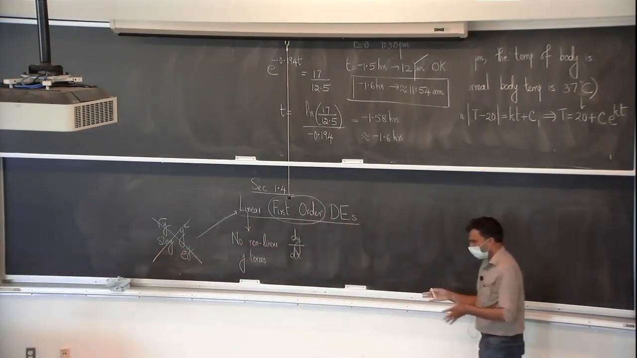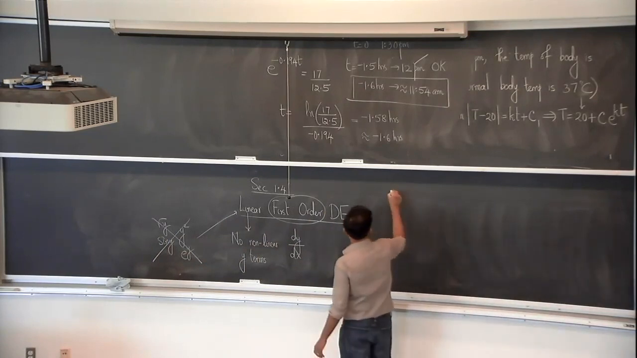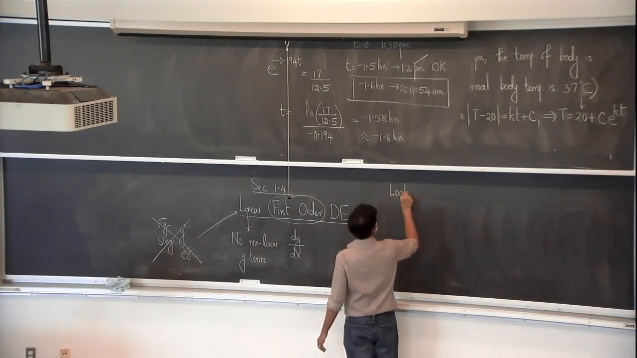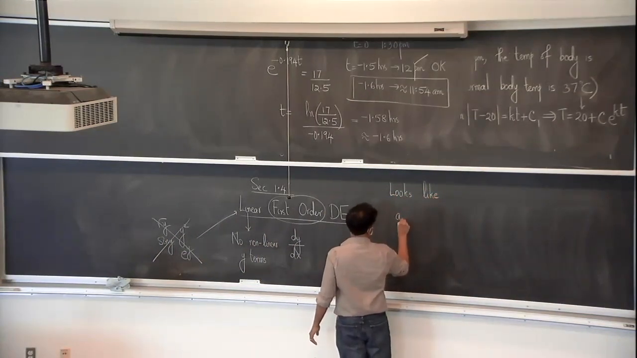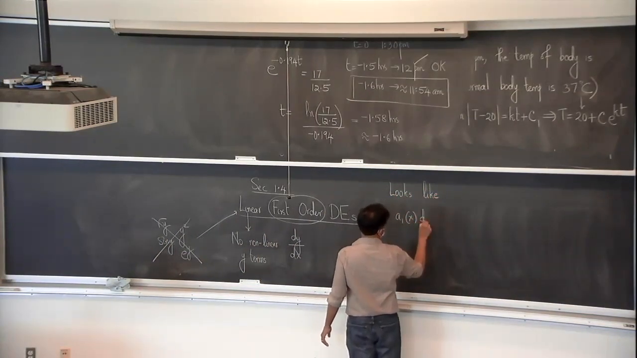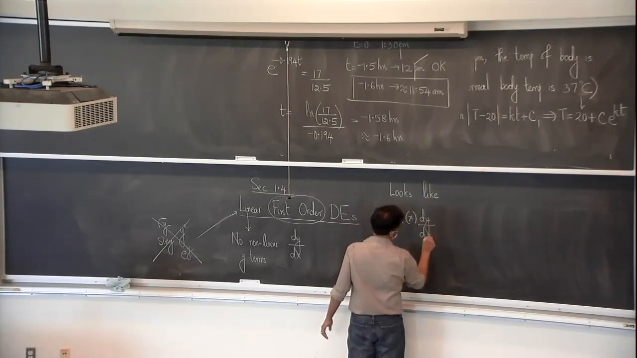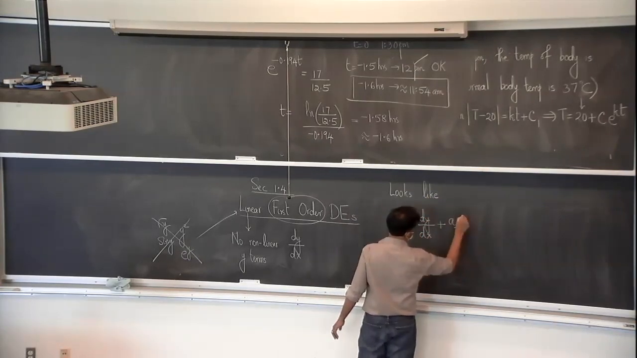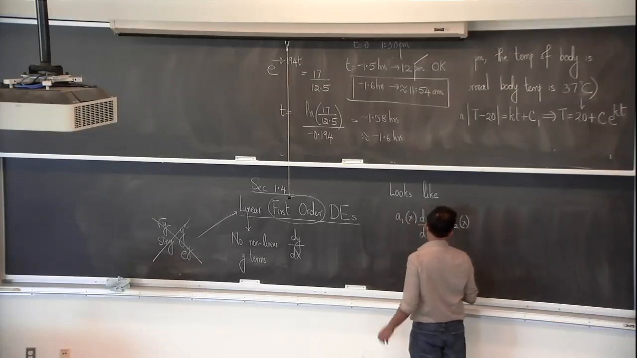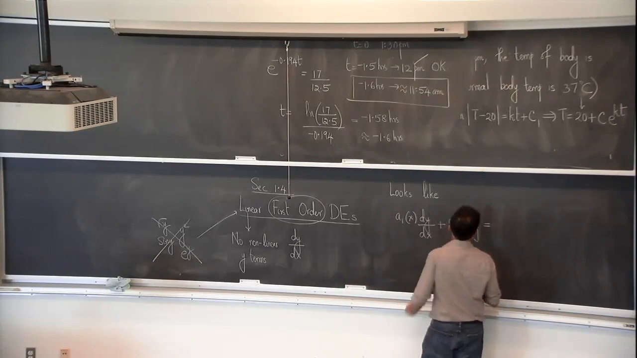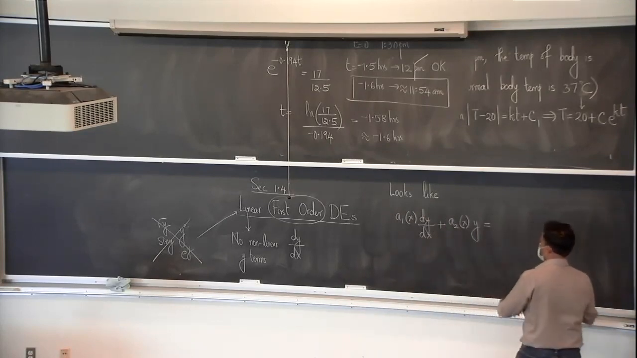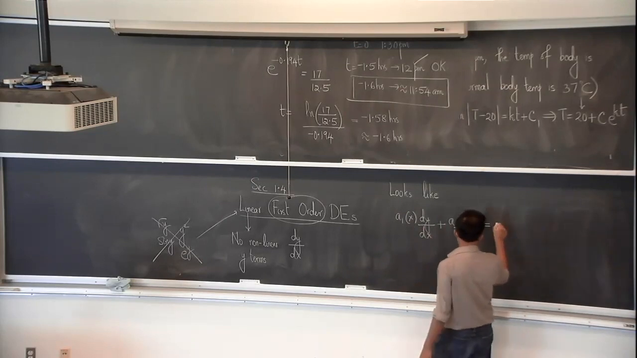So in general, a linear first order differential equation looks like this: a1 of x times dy dx plus a2 of x times y equal to some function, you can call it g of x.